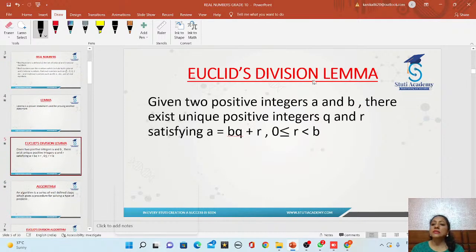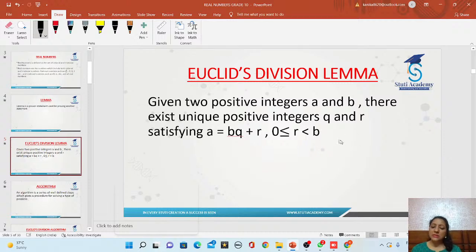Now we have Euclid's division lemma in grade 10. This says, given two positive integers a and b, there exist unique positive integers q and r satisfying a = bq + r, 0 ≤ r < b.